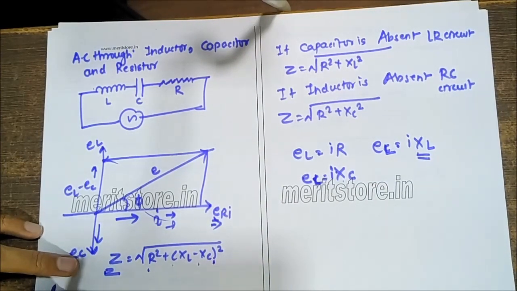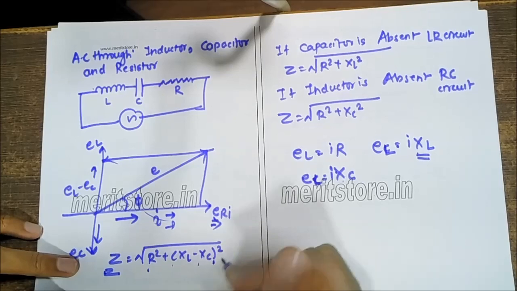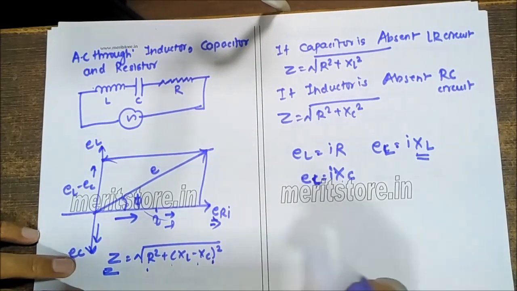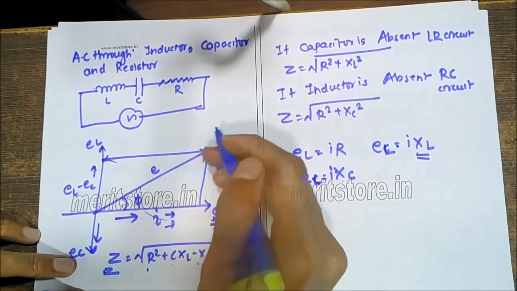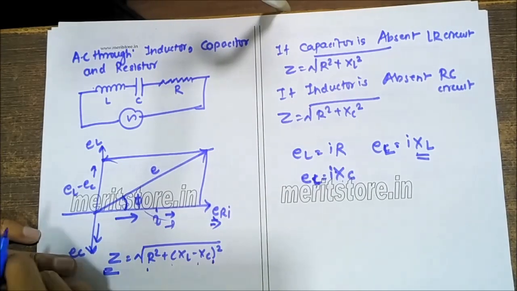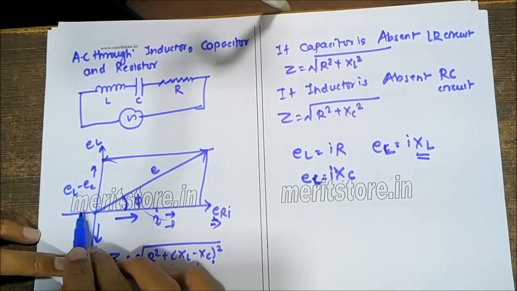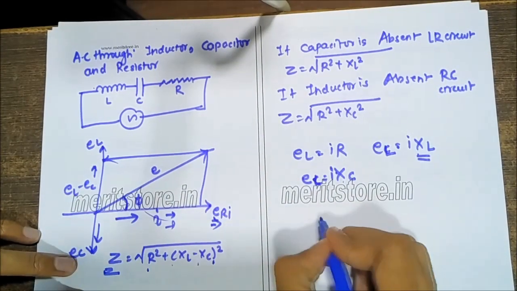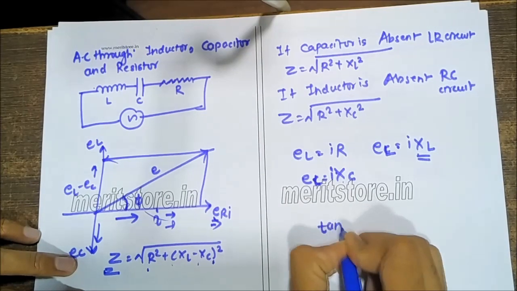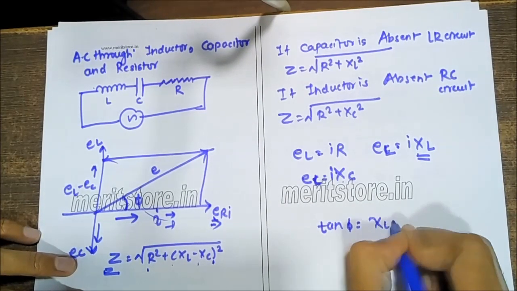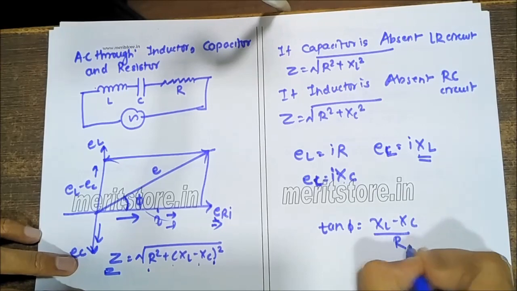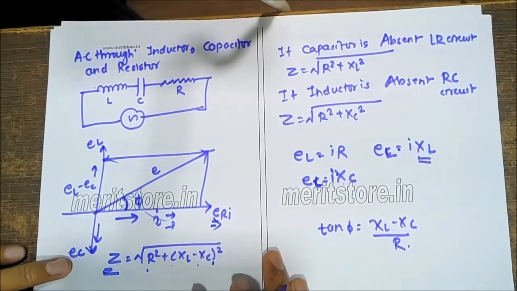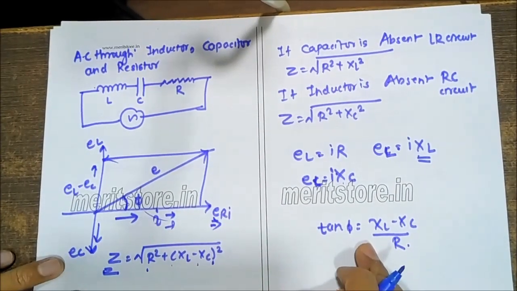Okay, it is known as the impedance, and it is measured in ohms. Then the next main thing we get from the phasor diagram is phi, the angle which this current makes with this EMF E, and that phi is given by tan phi equals XL minus XC upon the resistance R. So you can find this phi using this equation.